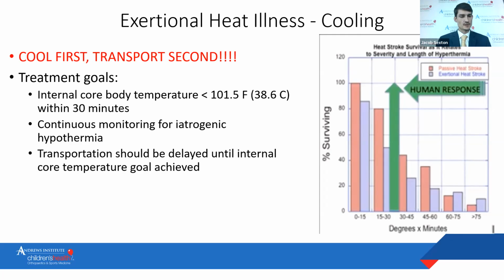They found that those who had an internal core temperature below 101.5 within 30 minutes after the onset of exertional heat stroke and cold water immersion had a 100% survival rate. And that is the biggest thing to take off this slide: if you can get their core temperature below 101.5 within 30 minutes, their survival rate and functional outcomes are amazing. And as you can see, from that 30 minutes to 60-minute mark, you have a significant drop off from 100% down to about 40% in the rat population.